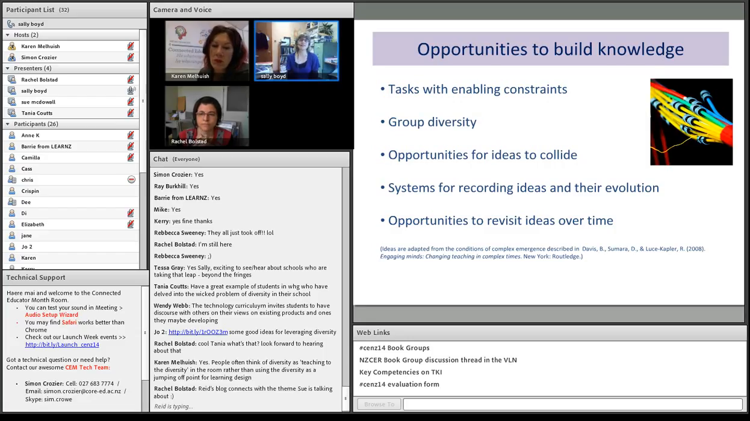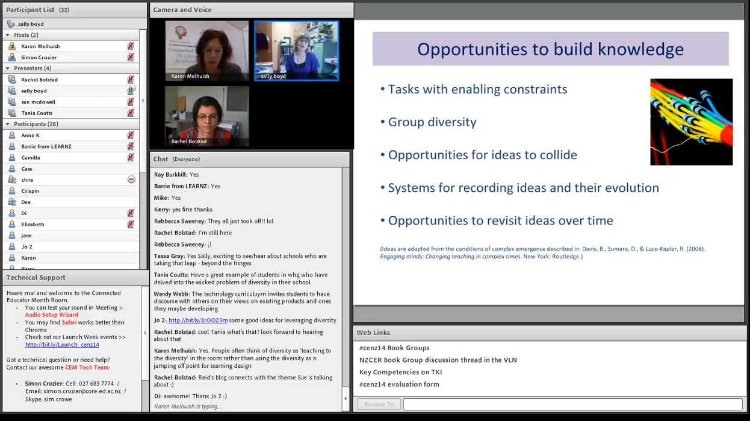There also needs to be opportunity for diverse ideas to collide. It's not enough just to have a group of students working together. There needs to be structured into the task opportunity for diverse ideas to bump against each other and for new ideas to come out of that collision. There need to be systems for recording ideas and their evolution over time, and there need to be opportunities to revisit ideas over time.